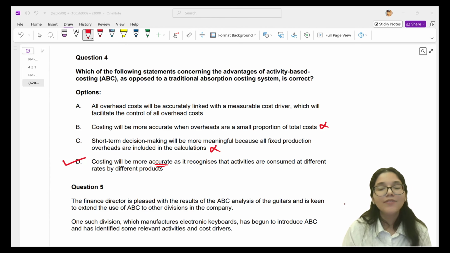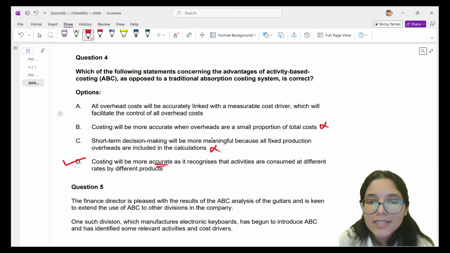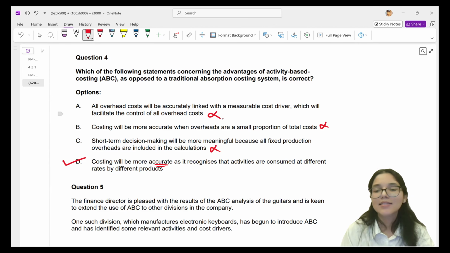If you remember, when we were studying the limitations of ABC, sometimes it will not be possible for you to find out what the cost driver is. Absolutely right. That is when we have to assume. So all overheads cannot be accurately linked. That is the reason why we are not selecting option A as the answer. Option D will be my final answer over here.